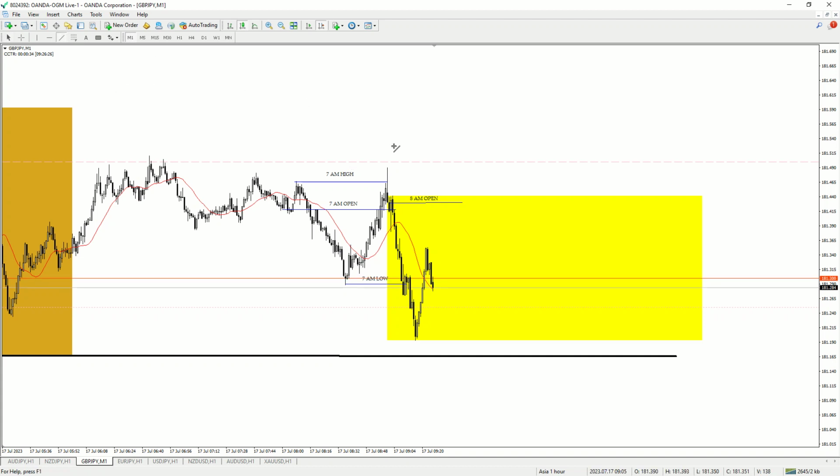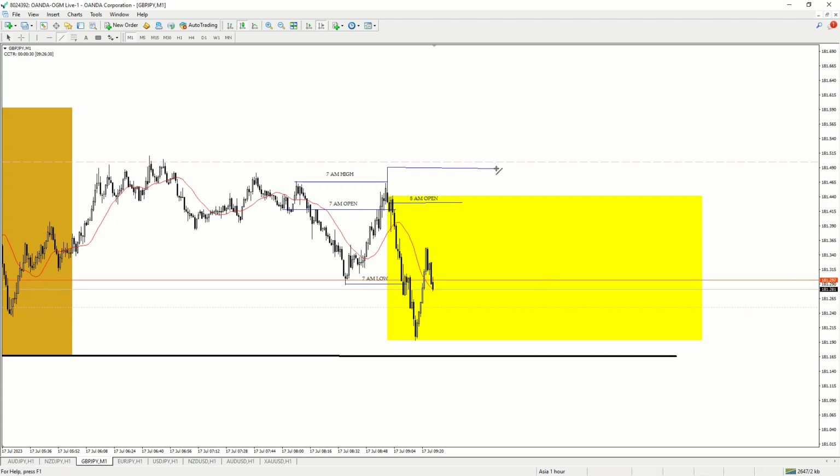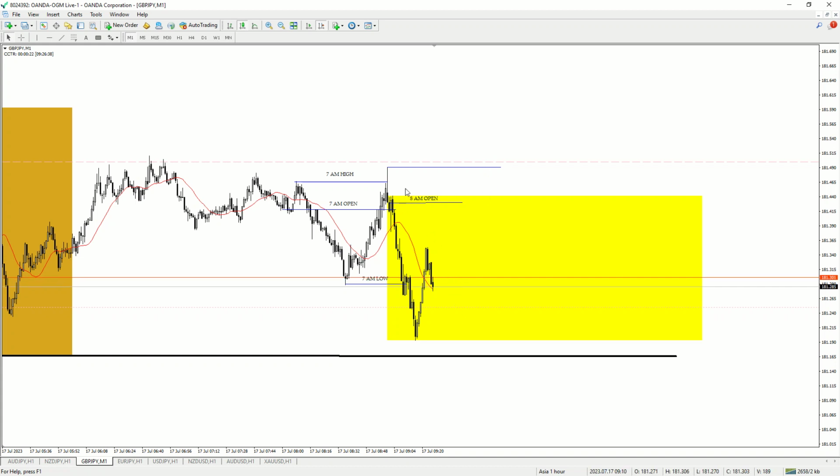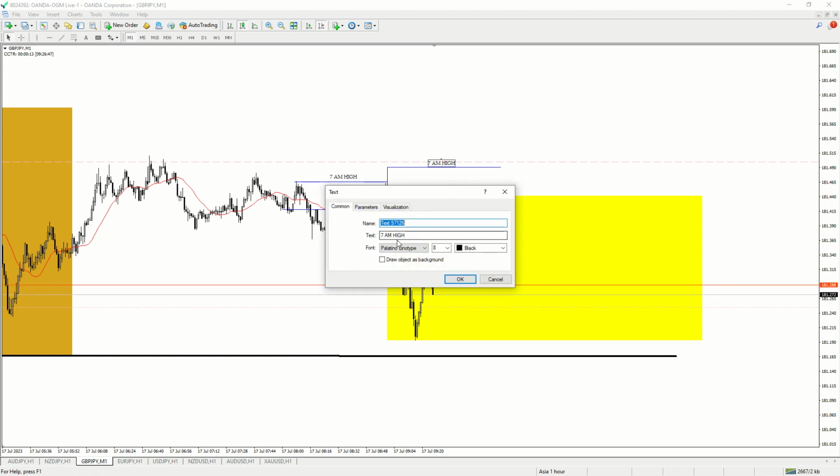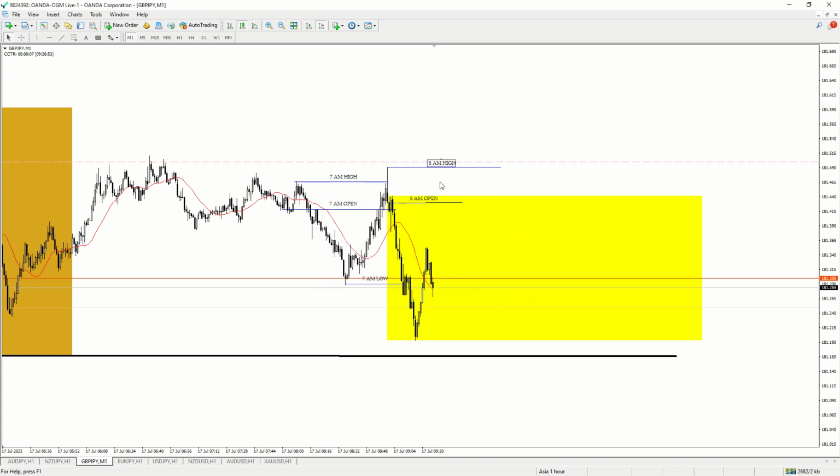I can't say this is the high, because we still have a couple of minutes. We have over 34 minutes for this hour to close. So I can't say it's a high, but for now, let me just say it's a high, because it's a high until it's taken out. Let me say it's 8 a.m. high, because it's only a high until it gets taken out.